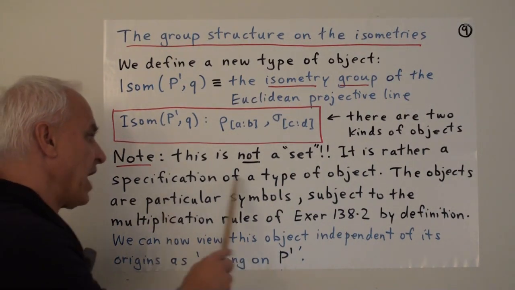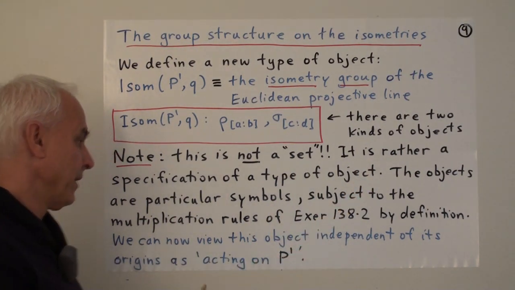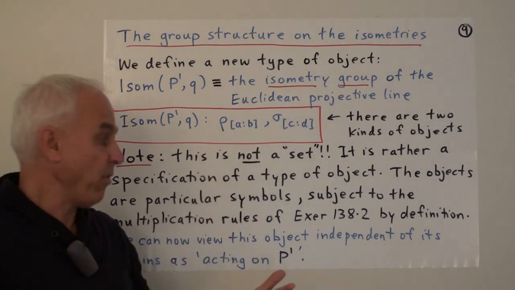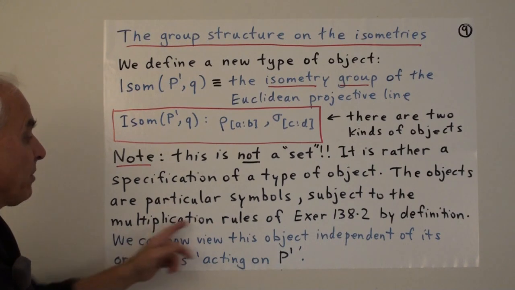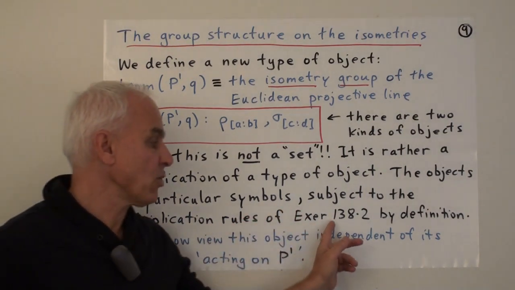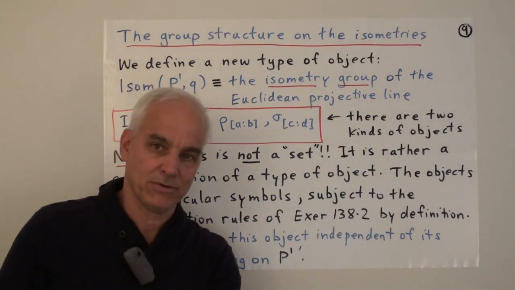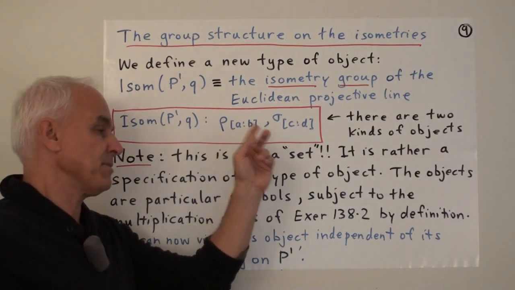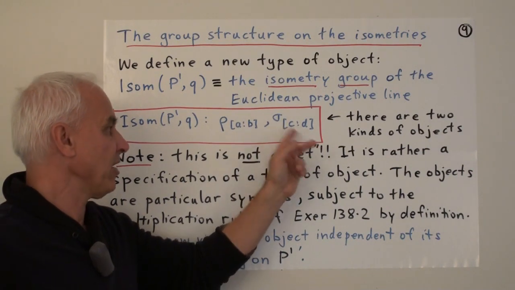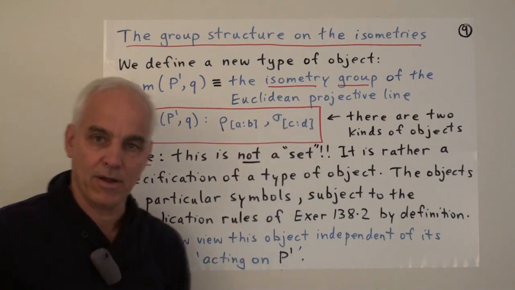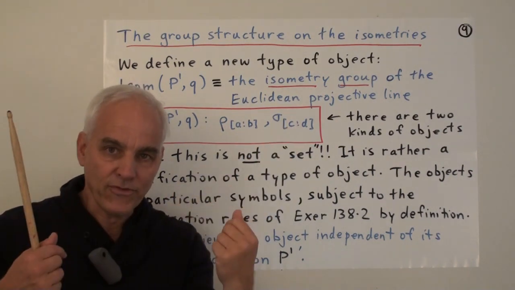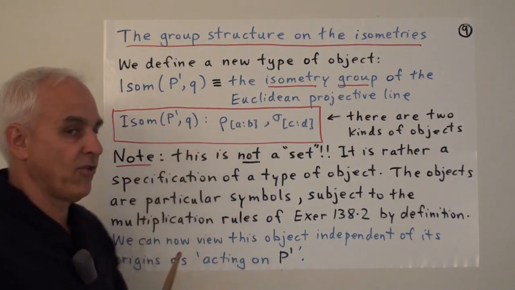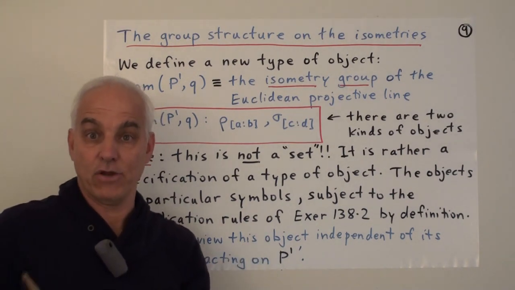So it's rather a specification of a type of object. The objects themselves are particular symbols. These things are just symbols, subject to the multiplication rules of exercise 138.2 that we've just talked about. Well, we have those 4 laws: how to multiply a rho times a rho, a rho times a sigma, a sigma times a rho, and a sigma times a sigma. So those 4 rules are going to be encoded in the multiplication structure of this isometry group.